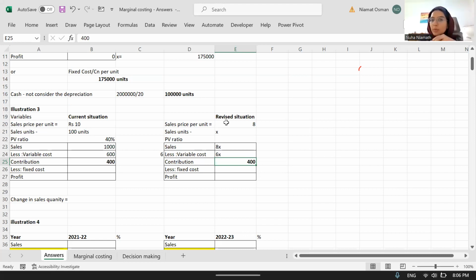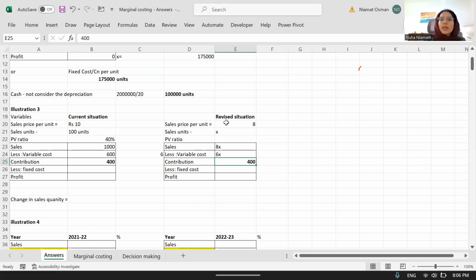Clear, Atira, thank you. How about the others? Everybody understood how I got 6x? How I got 8x? Clear. X is because we don't know what x is. Now we will find what x is. Right? Okay. So we know that 8x minus 6x should be equal to 400. What is x then?